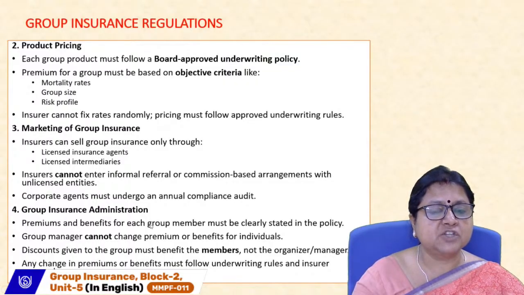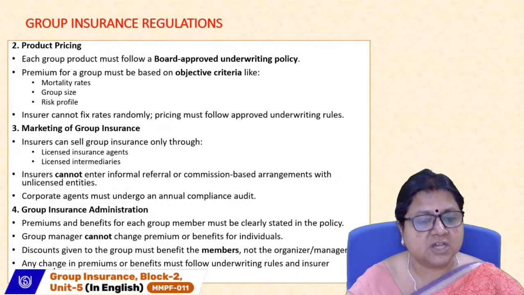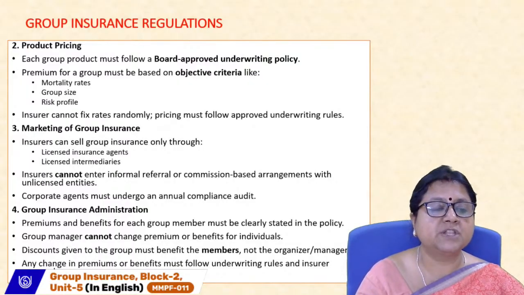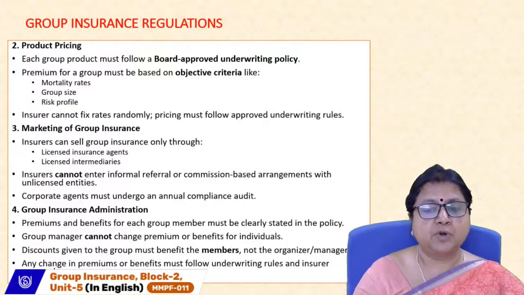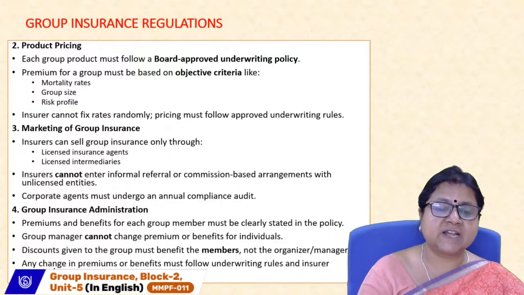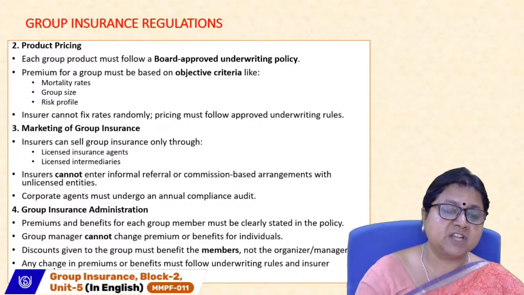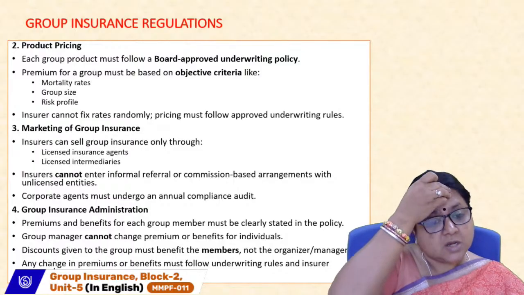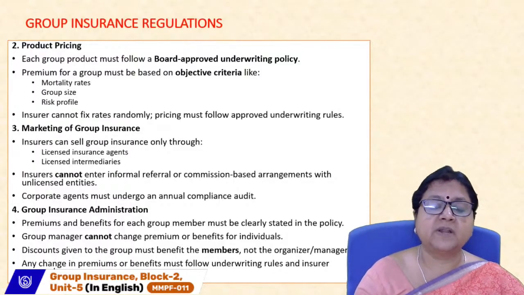Premiums and benefits of each group member must be clearly stated in the policy. So every policy which the insurer gives, all the different information for the employees or the group members should be clearly stated. What should be the premium, when the premium is likely to change, how many years the policy is for, whether the policy is renewable every year, or whether the premium is going to change every year. Everything will be written in that policy. What are the riders? Group manager cannot change premium or benefits for individuals.